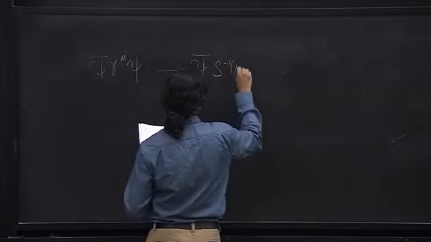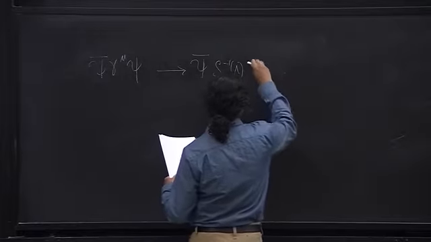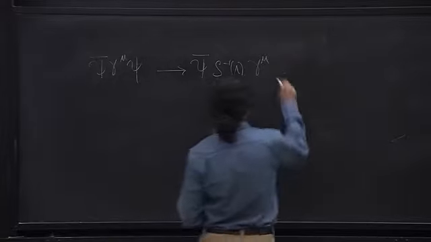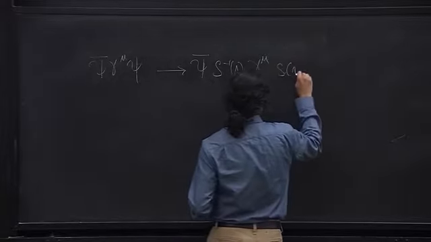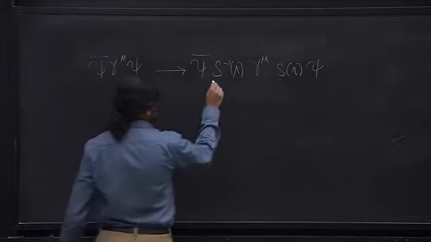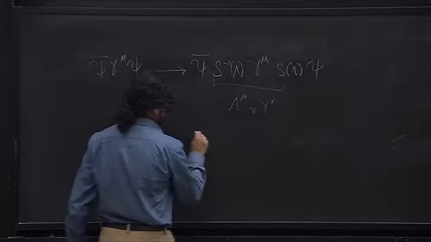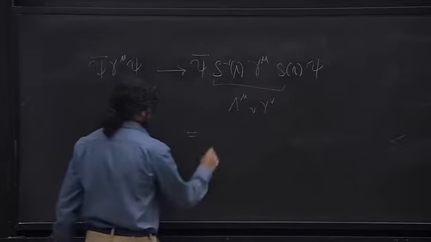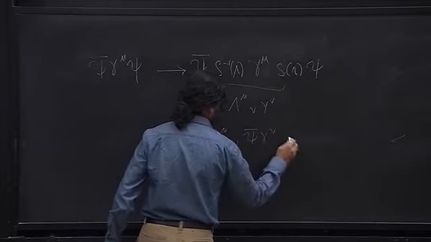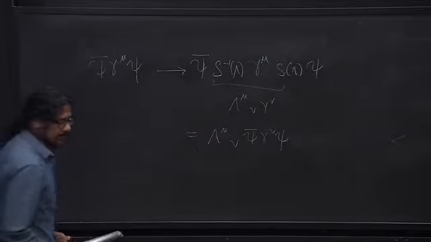S inverse. Gamma 5 is just a constant, sorry, not gamma 5, it's a gamma 0. Gamma mu is just a constant matrix, so it doesn't change. And psi picks up a factor of S. But using that identity, we can rewrite this as, and thus we see that this thing transforms as a vector.